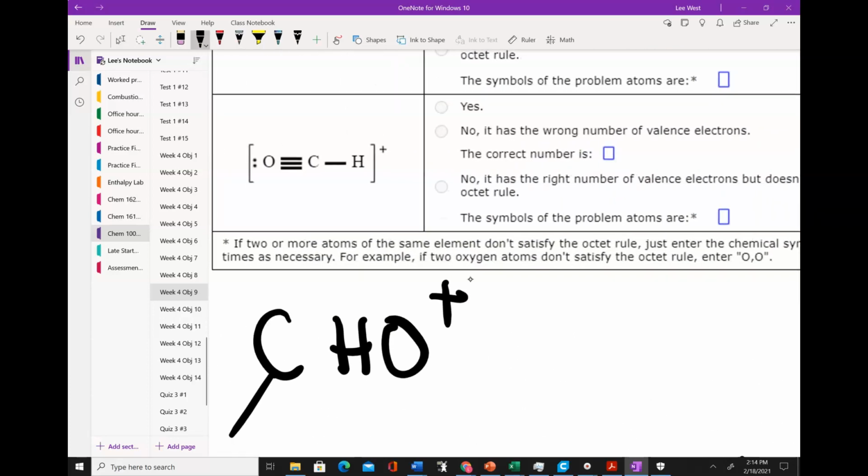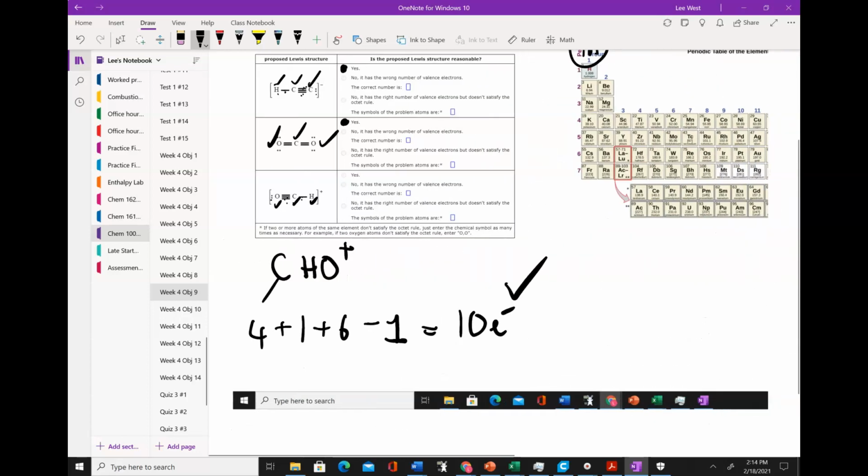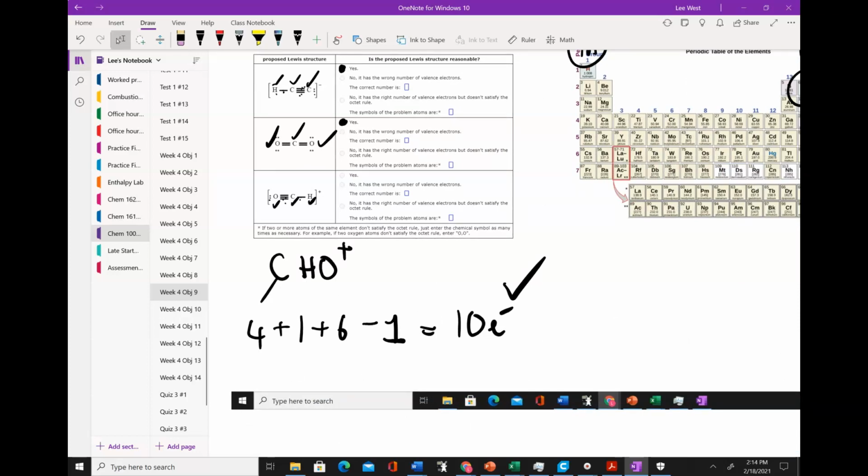So hydrogen has a share of 2 electrons. The carbon, 2, 4, 6, 8, has a share of 8 electrons. And then the oxygen, 2 in the lone pair, and then 4, 6, 8 for the 3 bonds. So every atom has an octet. So as long as it meets those requirements, that the valence electron count is correct, and every atom has an octet or duet, then we're good. So this is also a good Lewis structure.